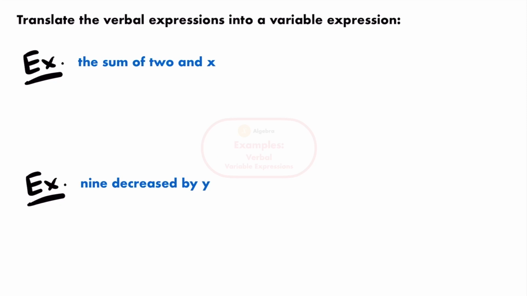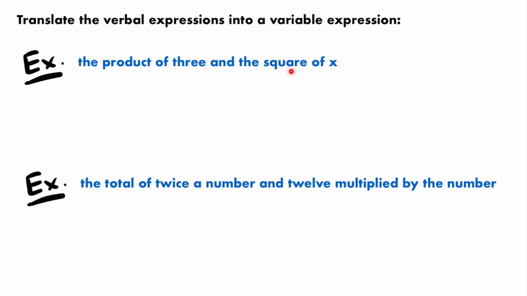Next up, we have the product of 3 and the square of x. Okay, so our sentences are getting a little bit more complicated now. We're not just working with one mathematical operation. Notice in this sentence that two different operations were mentioned. We have the product of 3 and the square of x. My recommendation here is to break it up into pieces. Look at the first phrase or the first operation that you see. In this case, that is the phrase the product of.